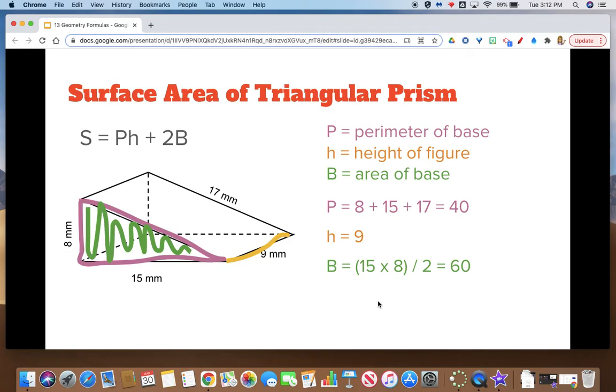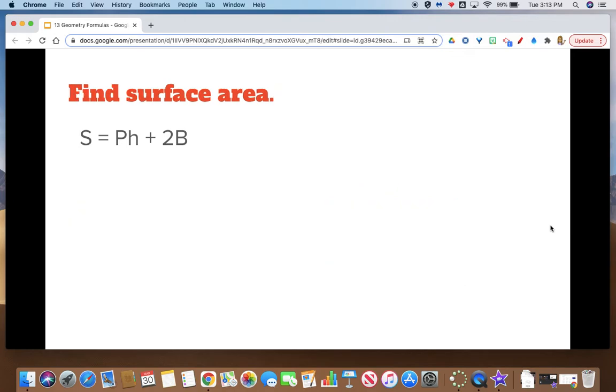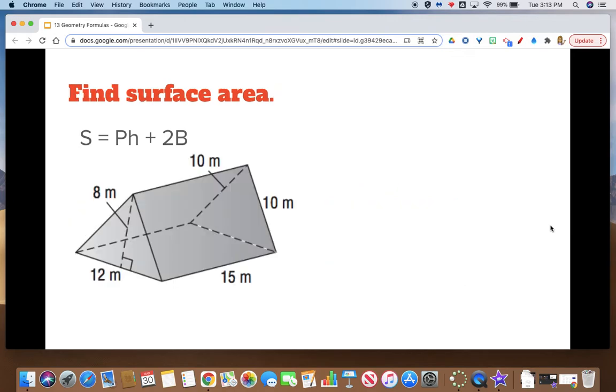Now we plug those numbers into the formula. 40 times 9 plus 2 times 60. When I plug that into my calculator, I should get the same thing from the last slide, 480 millimeters squared. You try the one that's on your paper. Press play when you're ready to hear me walk through the answer.